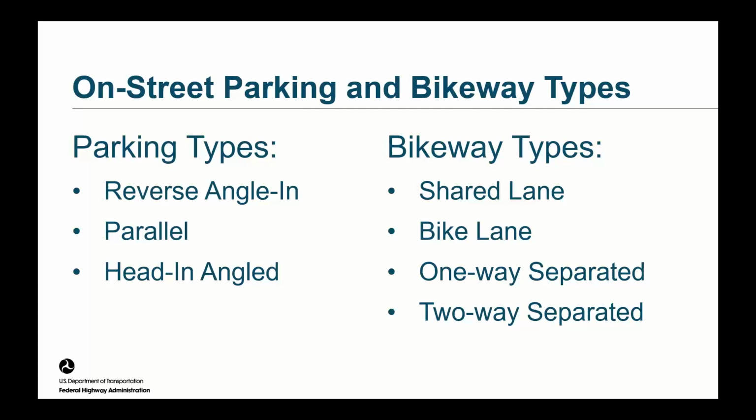So I'll go into a little bit more detail about each of these building blocks on the next few slides. For the parking types, we've identified three specific parking types for on-street parking, which is reverse angle-in parking, parallel parking, and head-in angled parking. And we talk about four different bikeway types. To be clear, we don't consider a shared lane to be a bikeway, but we do discuss that. But primarily focusing on bike lanes, one-way separated bike lanes, and two-way separated bike lanes.